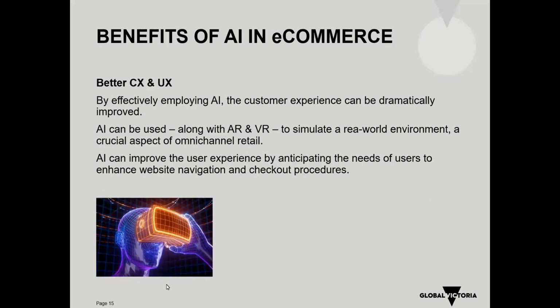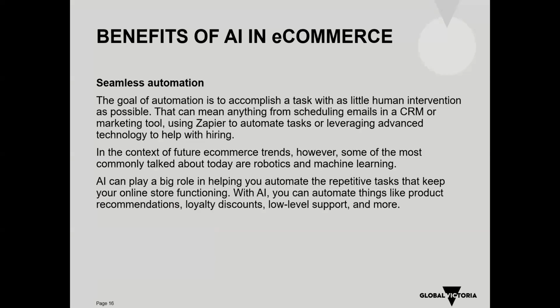There will be better customer experience and better user experience if you effectively employ AI. AI can be used along with augmented reality and virtual reality to simulate a real-world environment, which is a crucial aspect of omnichannel retail. You can let your customers test things, try things, etc. in the virtual environment. And AI, of course, can also improve the user experience by anticipating the needs of your users to help enhance website navigation, checkout procedures, etc.